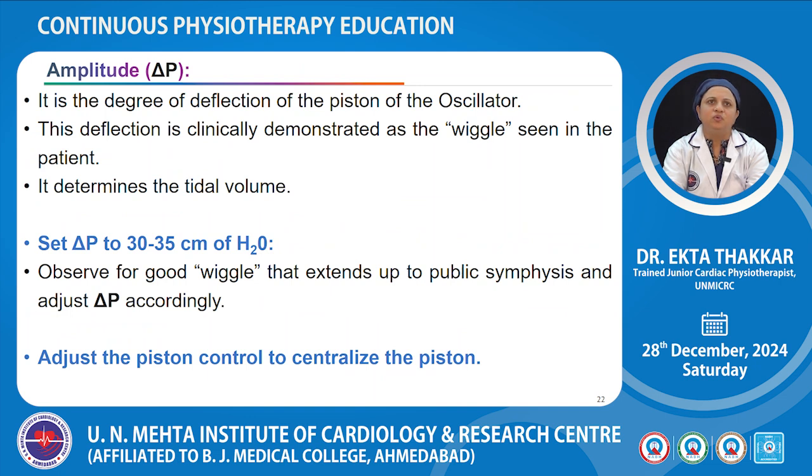Then amplitude: it is the degree of deflection of the piston of the oscillator. This deflection is clinically demonstrated as the wiggle seen in the patient. It determines the tidal volume. Set the delta P to 30 to 35 cm of H2O. Observe for a good wiggle that extends up to the pubic symphysis and adjust the delta P accordingly. Adjust the piston control to centralize the piston.